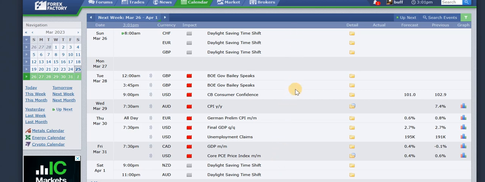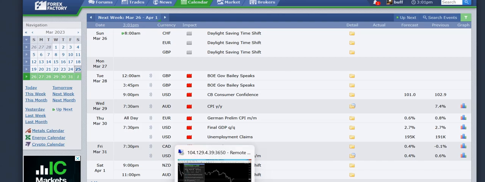Anywho, so that's the economic calendar. Not much happening next week at all. But this is just scheduled or forecast. Remember, there could be something from left field, like a bank collapse, or something major happens in the world. So just be careful. All right, now we'll go to a Word document.